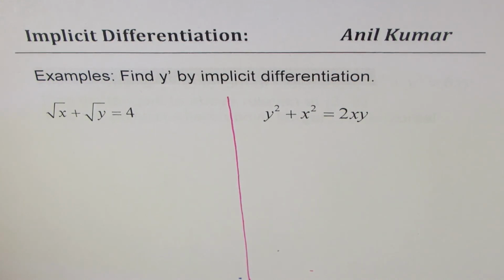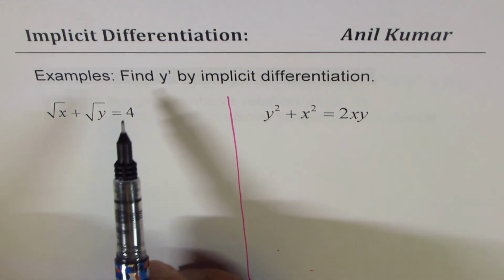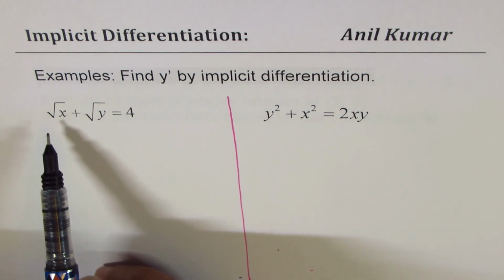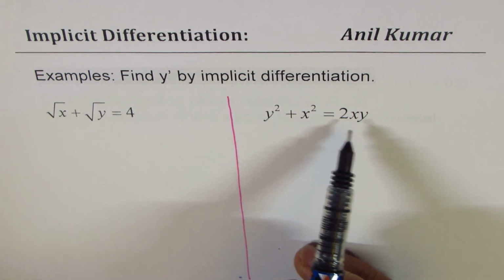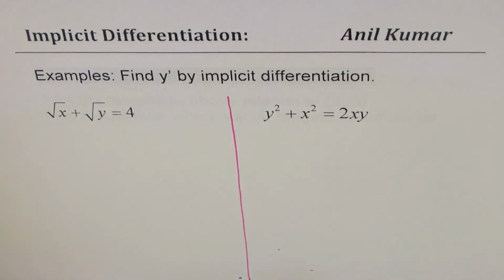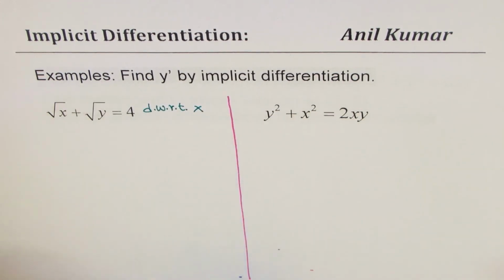Now we are going to apply the technique learned of extending the chain rule and finding the derivative of relations without explicitly writing the equation in terms of one variable, right? So the examples here, we have 2 of them. We need to find the derivative of y by implicit differentiation. First one is square root of x plus square root of y equals 4. And then we have y square plus x square equals 2xy. We'll use Leibniz notation here, since that gives you exactly what you are differentiating with respect to, correct? So let us differentiate with respect to x on both sides.